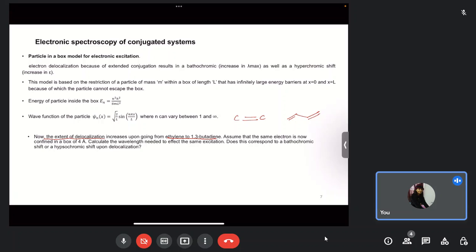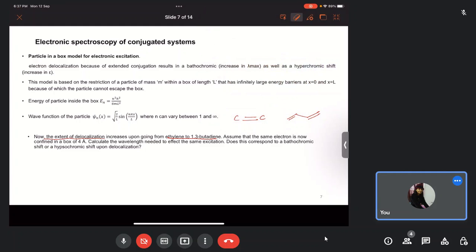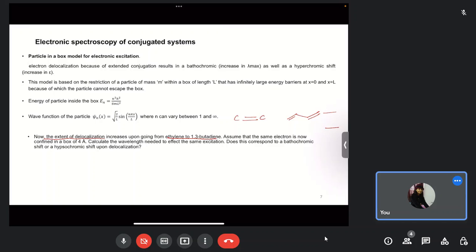Okay. Now we have been asked to find the energy and the wavelength associated with the transition, for 1,3-butadiene, and we have to find whether it corresponds to a bathochromic shift or a hypsochromic shift.